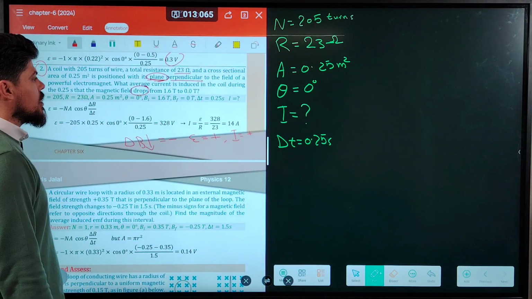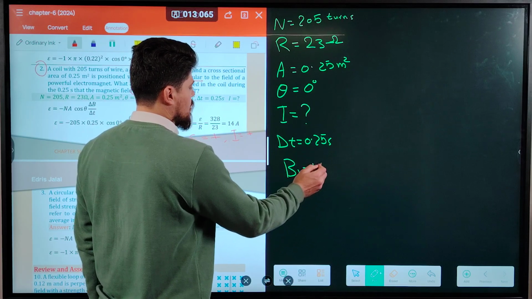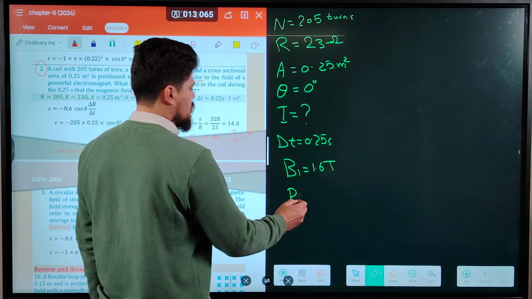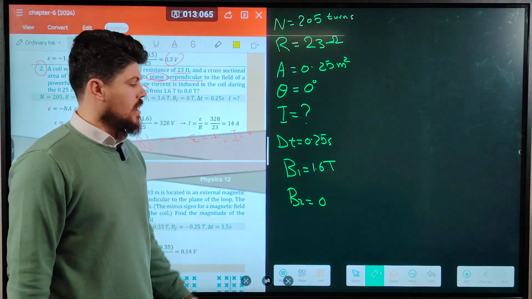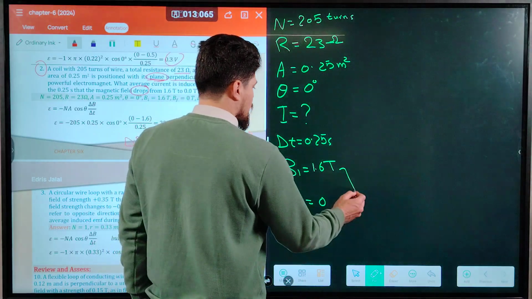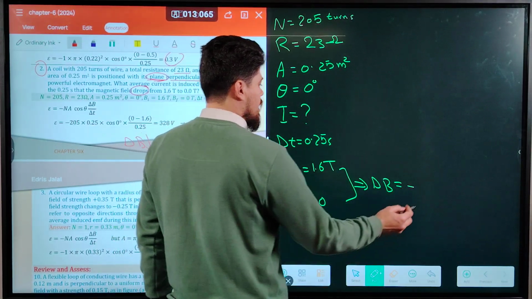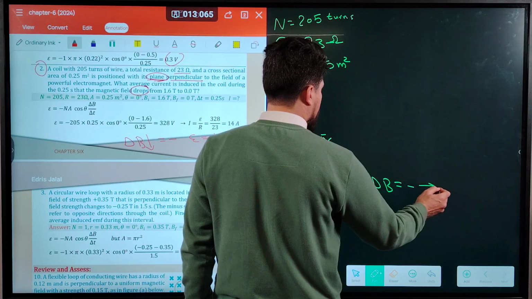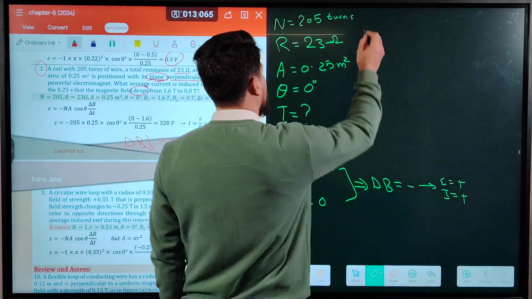Drops from what? 1.6 to 0. B1 is 1.6 Tesla, B2 is 0. Delta B decreased or increased? Absolutely decreased. If delta B decreased, look, delta B here is negative. If delta B is negative, EMF is positive, current is positive, okay?